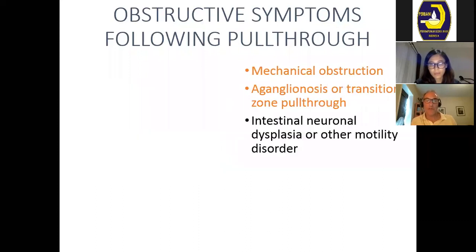The third potential cause for obstructive symptoms is a problem with the motility in the bowel that's been pulled through. Even bowel that has normal ganglion cells with no evidence of a transition zone pull-through, sometimes children with Hirschsprung's have abnormal motility in the normal bowel.